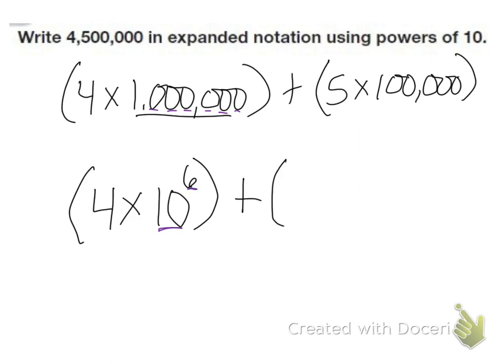Okay, plus 5 times 10 to what power? Well, the trick is you count how many zeros. 1, 2, 3, 4, 5. So it would be 10 to the fifth power.